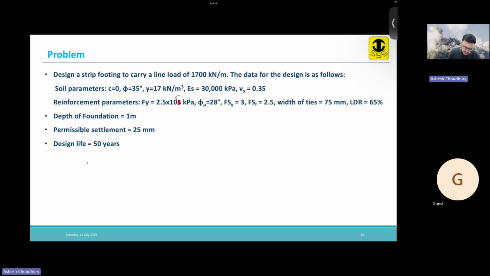Now let us assume. Since it's a design problem, first you have to start with some assumption. Let's assume B is 1 meter, U, that is the depth of the first layer of reinforcement, is 0.5 meter. Then we have delta H, the spacing of the reinforcement layers, also 0.5 meter. And we have the number of layers as 5. Now U by B should be greater than 2 by 3, right? So it is fine.